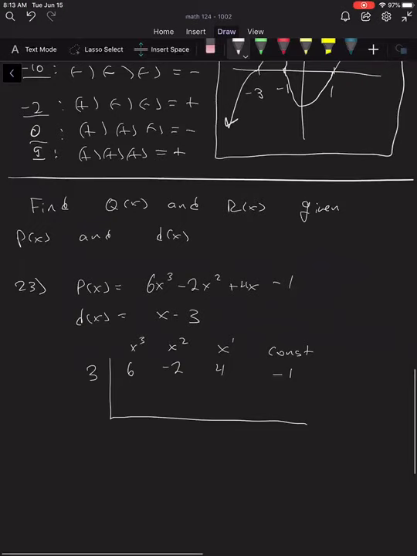Then the steps are, we bring down the first thing, the 6, and we do 3 times 6, which is 18. Then add the minus 2 and the 18, and you get 16. That's going to be 48. Add those, we get 52.